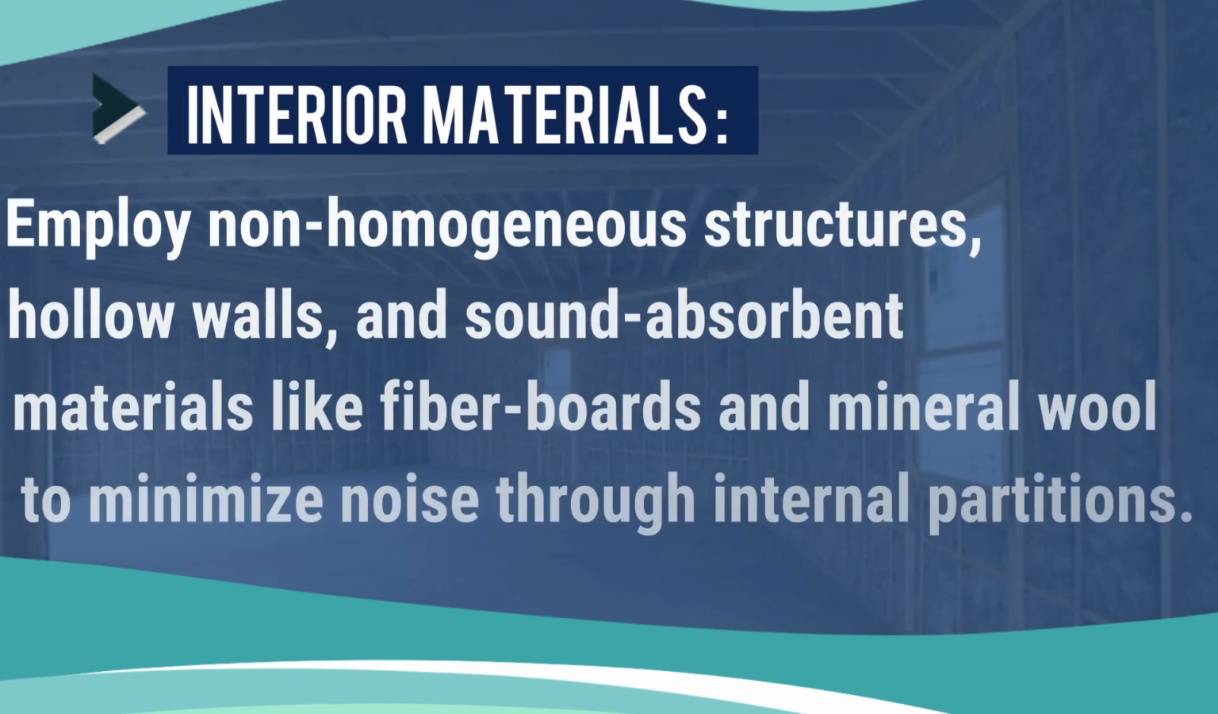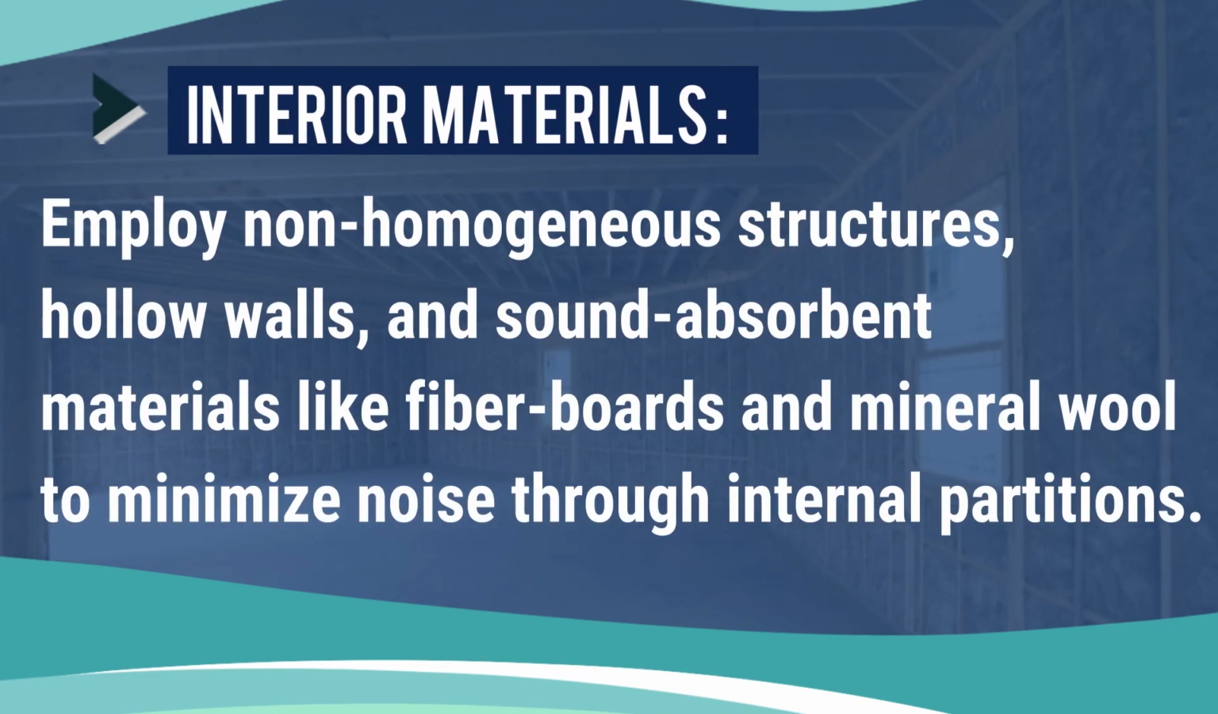Interior materials: employ non-homogeneous structures, hollow walls and sound absorbent materials like fibre boards and mineral wools to minimize noise through internal partitions. Then additional techniques include floor construction: utilize sound insulating materials and suspended ceilings to reduce noise transmission through floors. Then the insulating materials: apply materials such as cork slabs, bitumen, asbestos and mineral wool to achieve acceptable noise levels as per standards or zoning regulations.